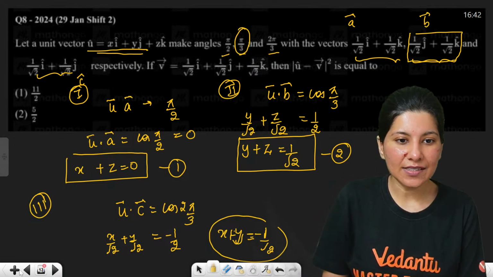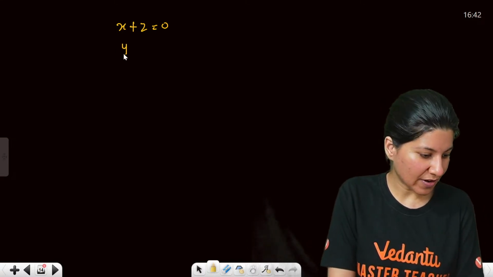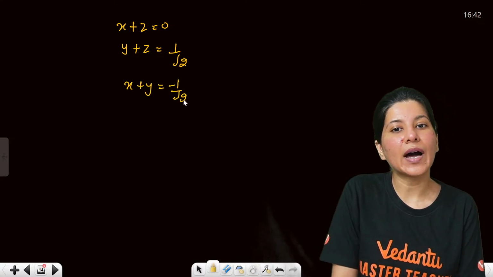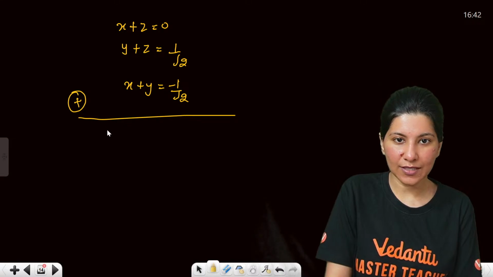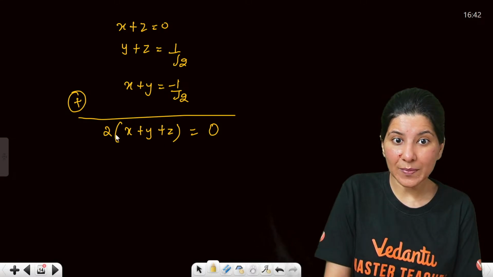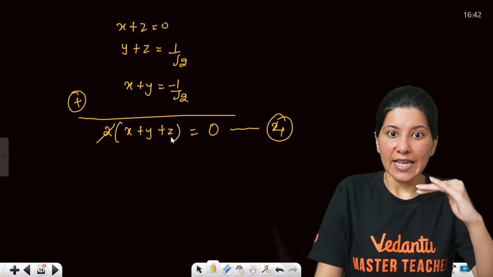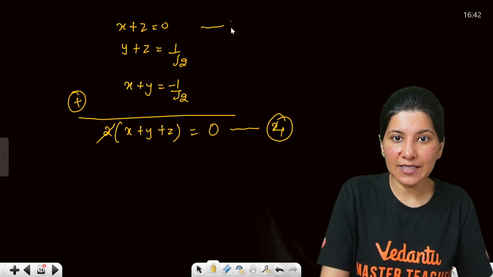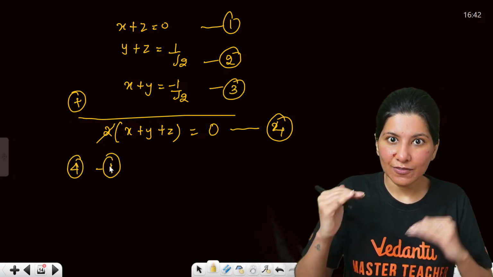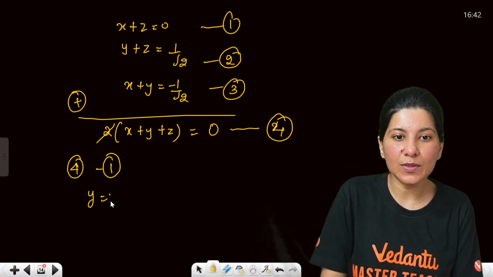So X plus Z is 0, and you have Y plus Z equals 1 by root 2, and X plus Y is minus 1 by root 2. I am going to add all 3 equations, right? So I am going to get 2X plus 2Y plus 2Z equals 0. So X plus Y plus Z becomes 0. Fourth equation. Now start subtracting. This is first, this is second, this is third. Do you know how to solve it? Fourth minus first will give you what? X plus Z cancel, so Y equals 0.